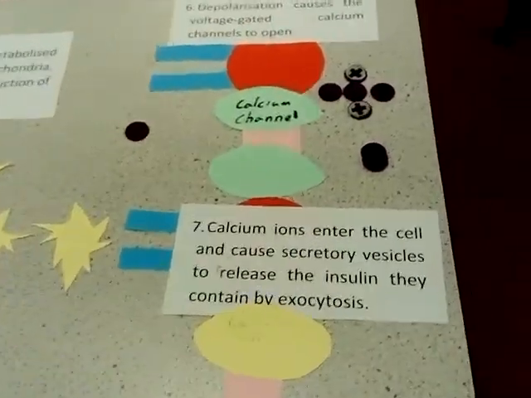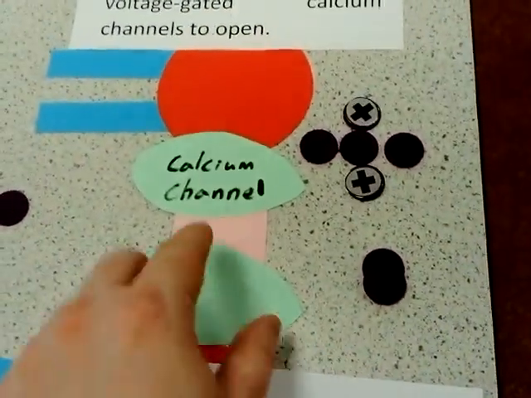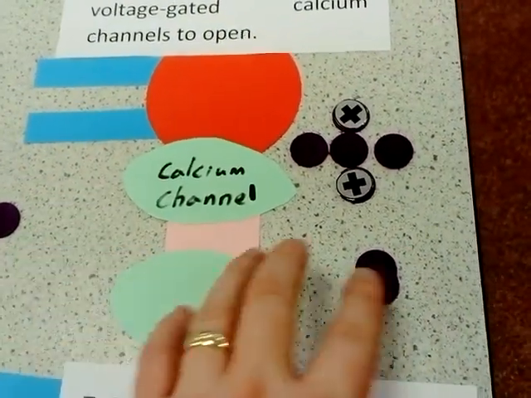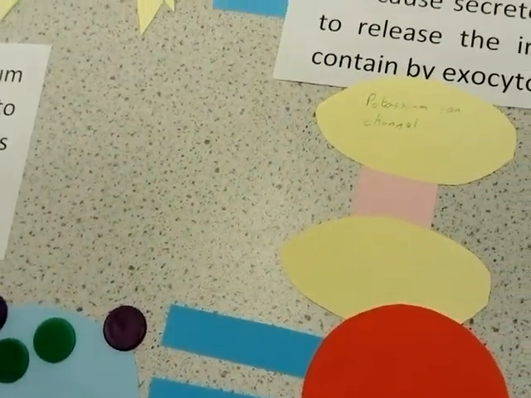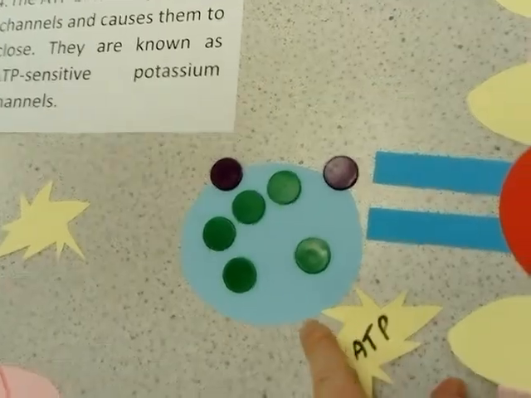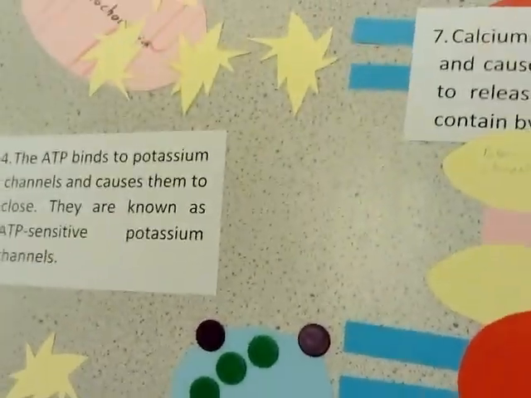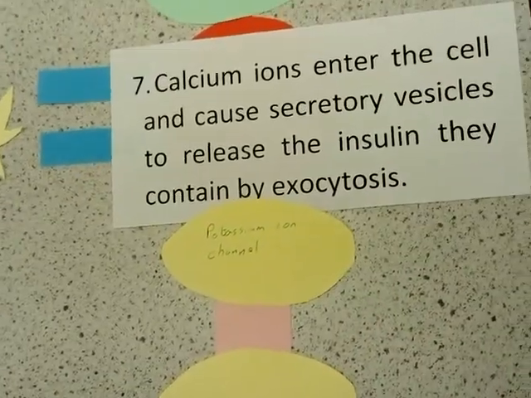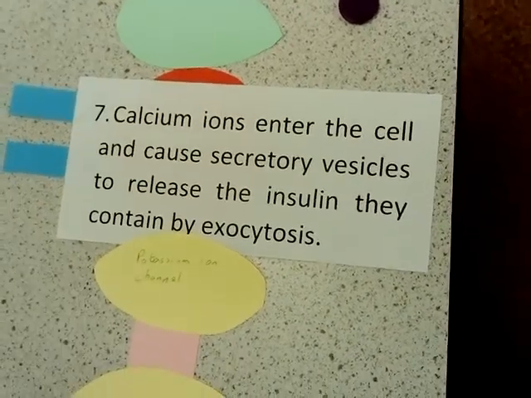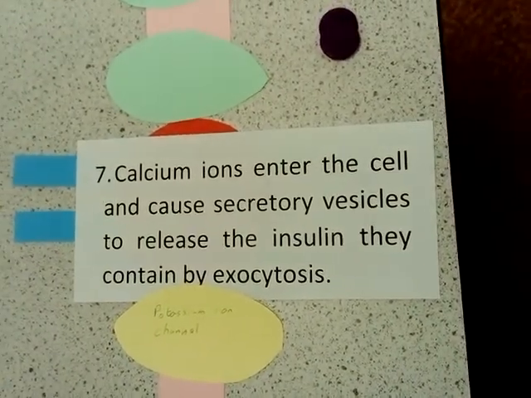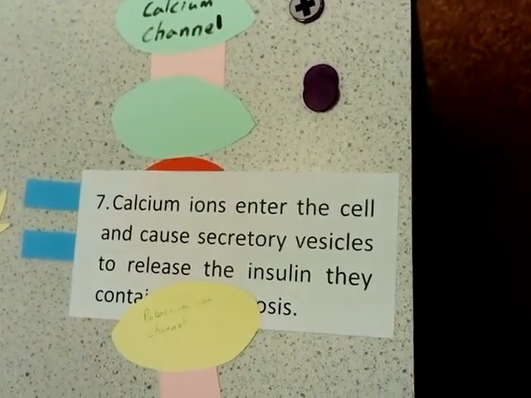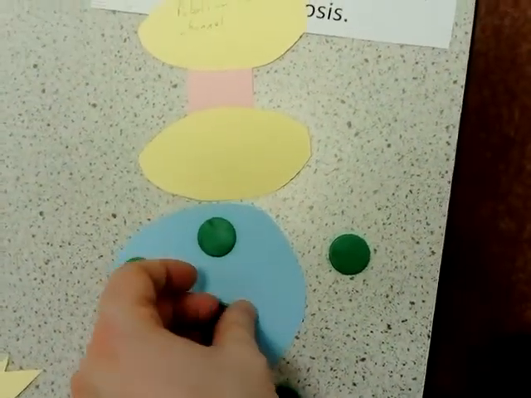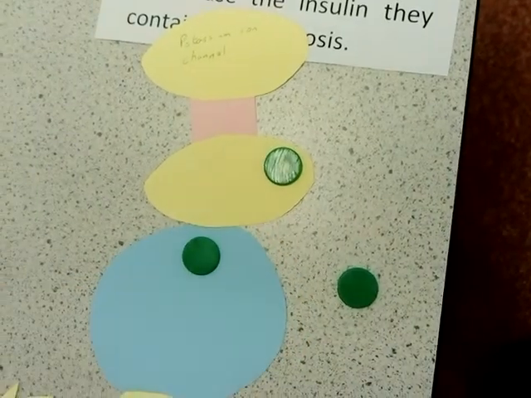Right, this depolarization causes calcium gates to open up on the other side, which allows calcium to enter. The calcium goes and binds to vesicles containing insulin, and then the vesicles move to the cell membrane, where the insulin is allowed out into the bloodstream by exocytosis.